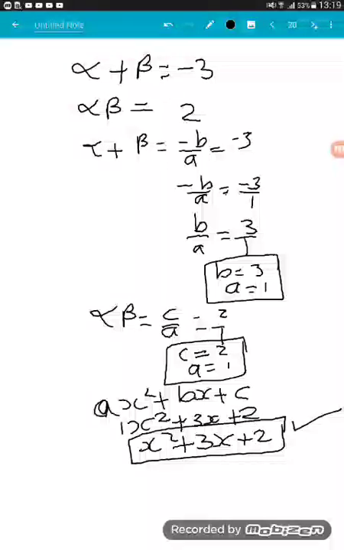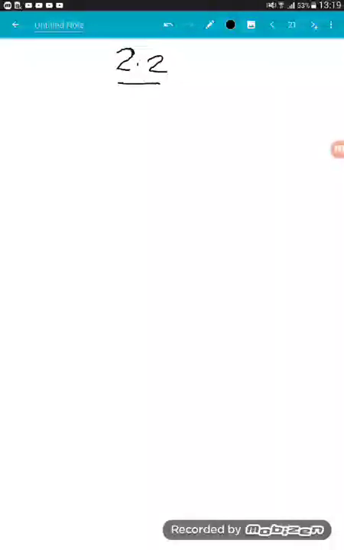Now we will move on to example number 5, but example number 5 is not important for our syllabus. So we will move on to exercise number 2.2. The first question: find the zeros of the following quadratic polynomial and verify the relationship between the zeros and the coefficients. So we have to verify, as we already saw what verification is and how it is solved. There are almost 6 questions, so after verifying all the 6 you can get thorough with this concept.